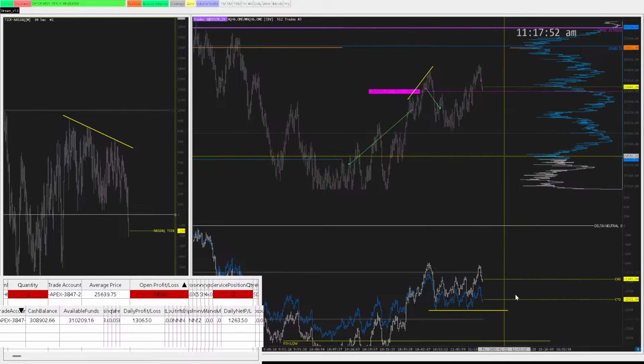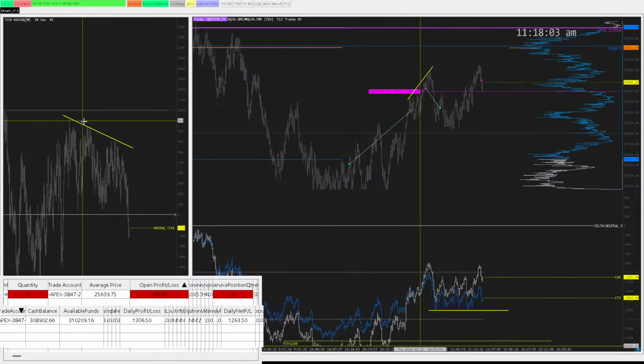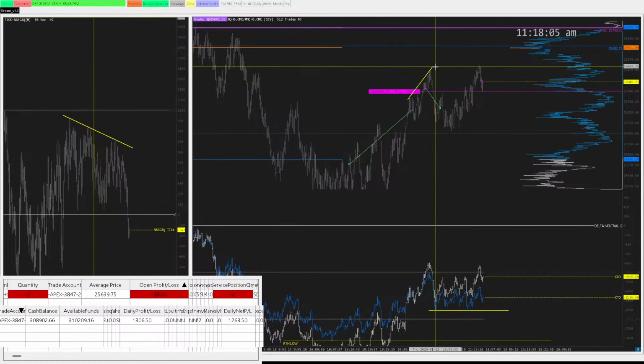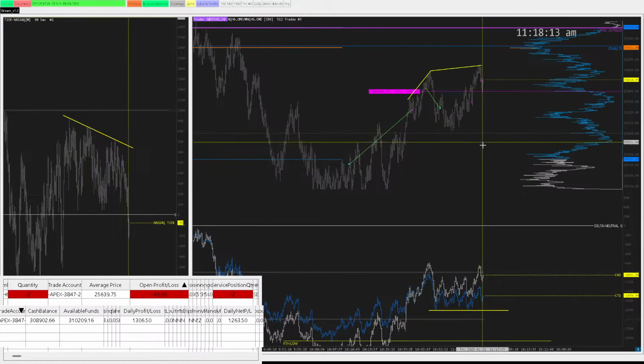Now we need to see some order flow follow through, right? We need to see this order flow start to break down over here. We got our push. We've got an even bigger divergence now than we had between tick and price. But anything is possible, so you've got to size accordingly, right?